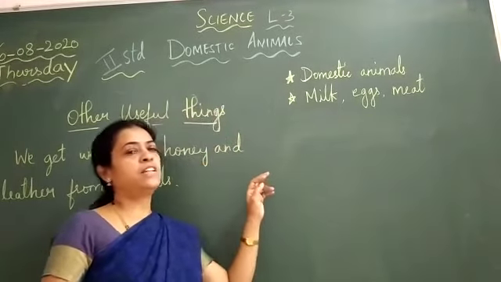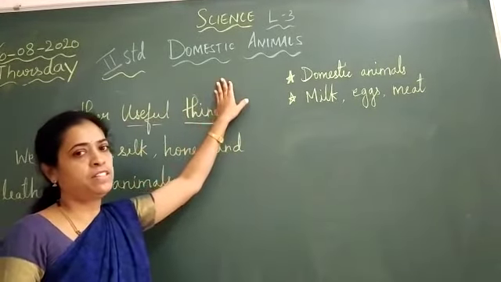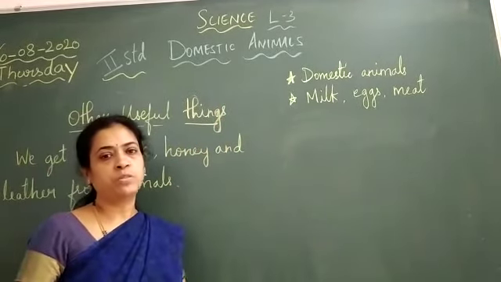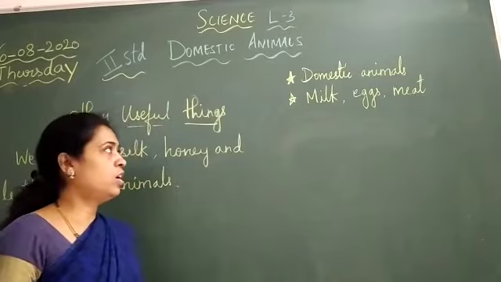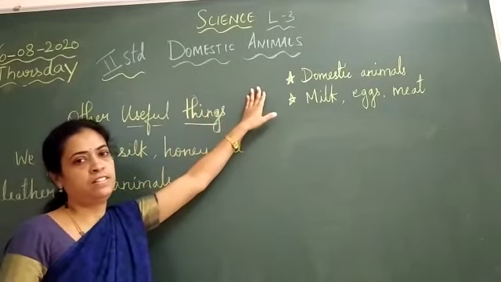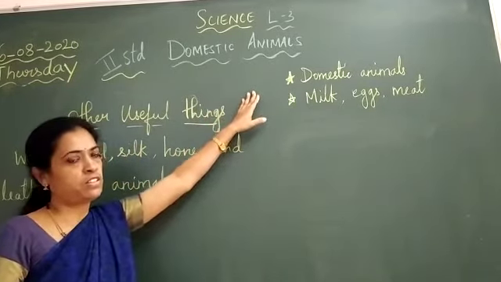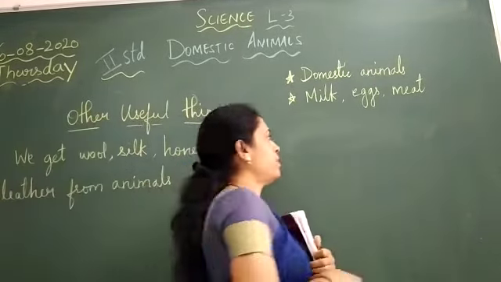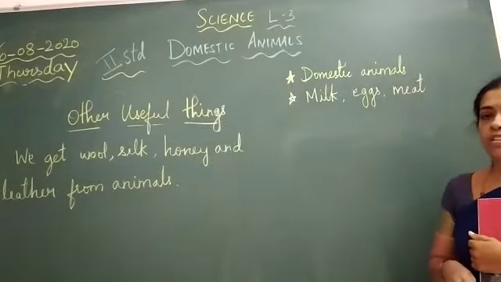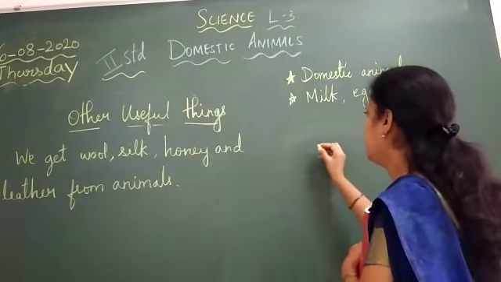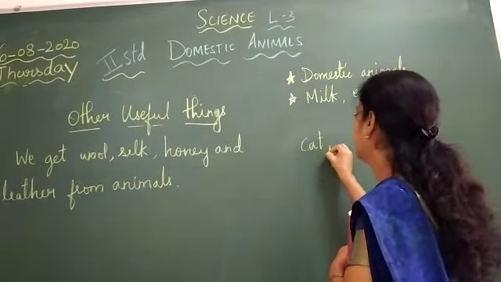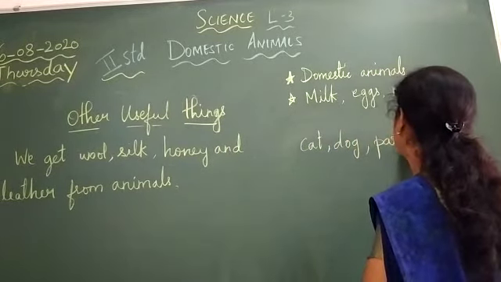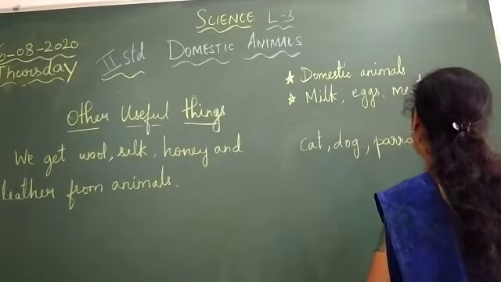So children, first tell me, what are domestic animals? Domestic animals means the animals who live with us at homes or in farms are called domestic animals. Understood? Do you remember the last class we have learned? Animals which live with us at home, which are those animals? Like cat, dog, parrot, etc.